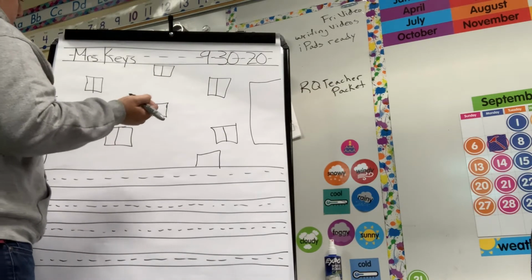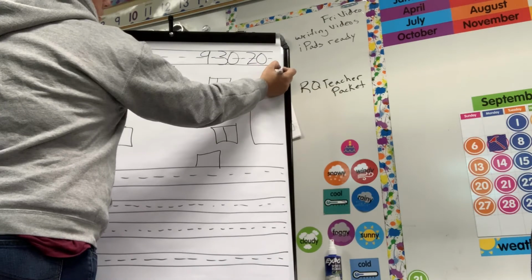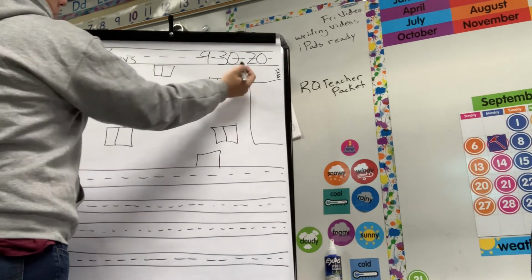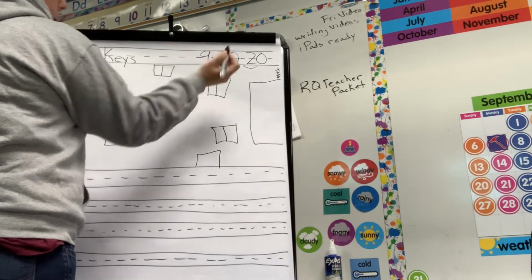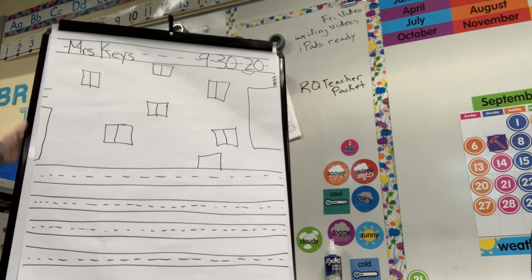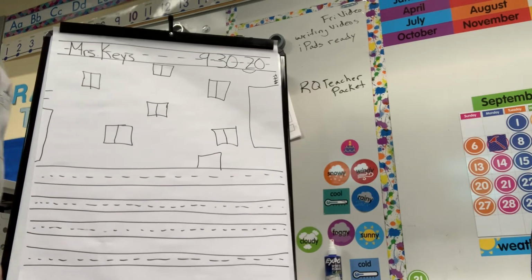Okay, there's windows over there. And then we've got 2 teacher tables in the back. You can't see the other one. Okay, so that's the layout of our classroom.